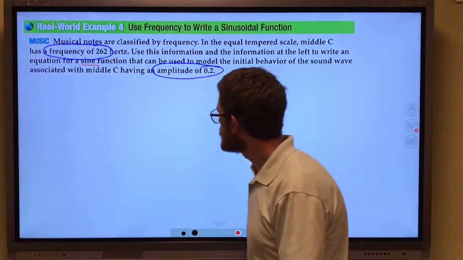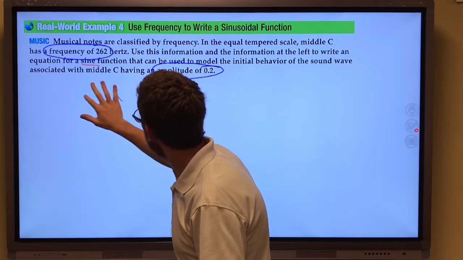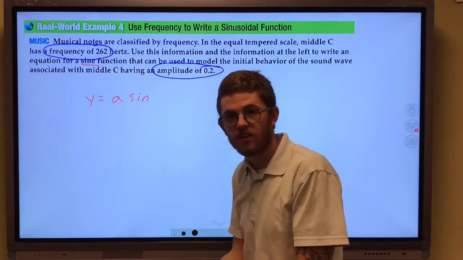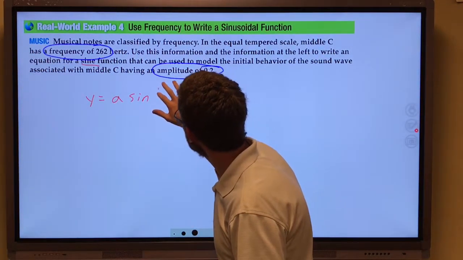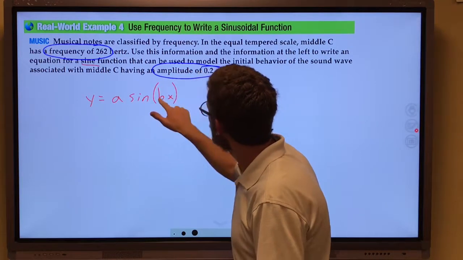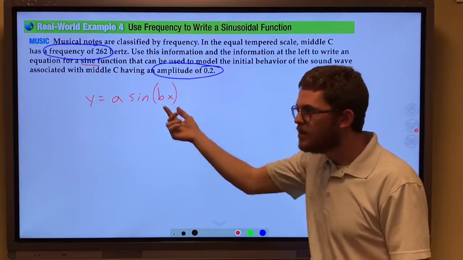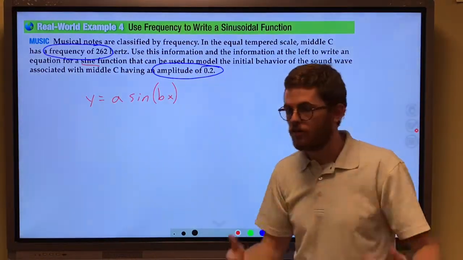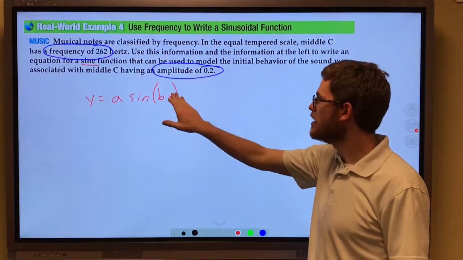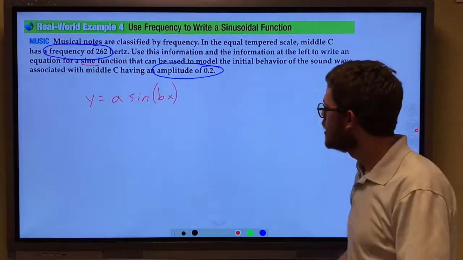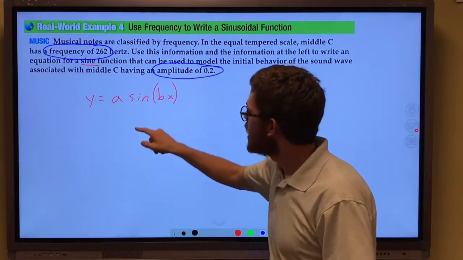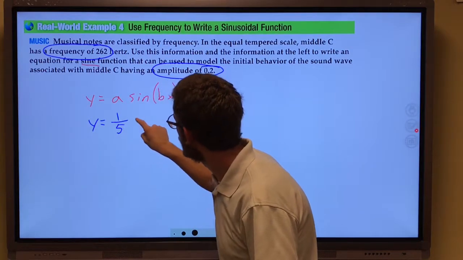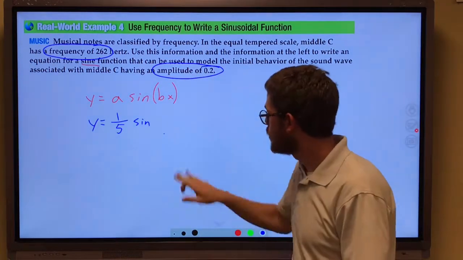All right? So when we're thinking about some sine function, we have our amplitude, which is affecting our a value, and our period is affected by b, the number in front of x. And we didn't hear anything about any phase shifts or vertical shifts or anything like that, so we don't have to worry about any numbers being added or subtracted out here. Well, the amplitude is simply going to be a. y equals 0.2. I see that as a fifth, so I'm just going to write 1/5 right there.